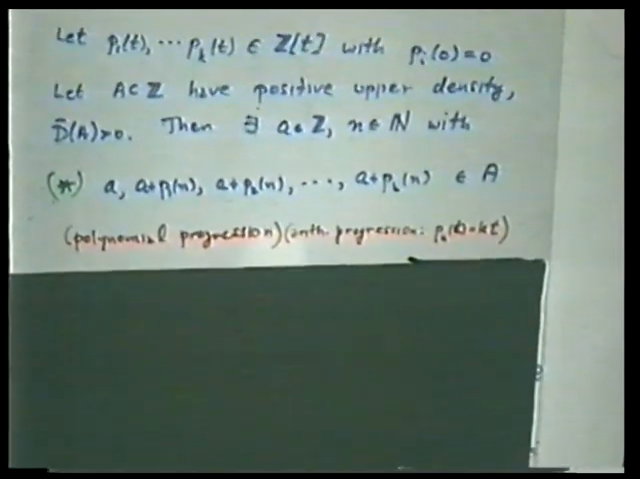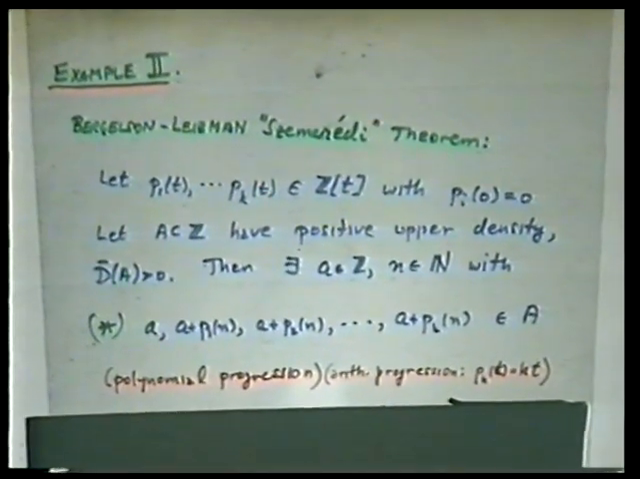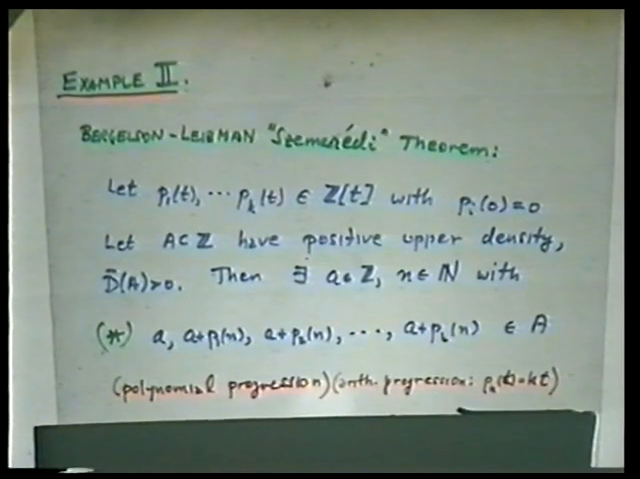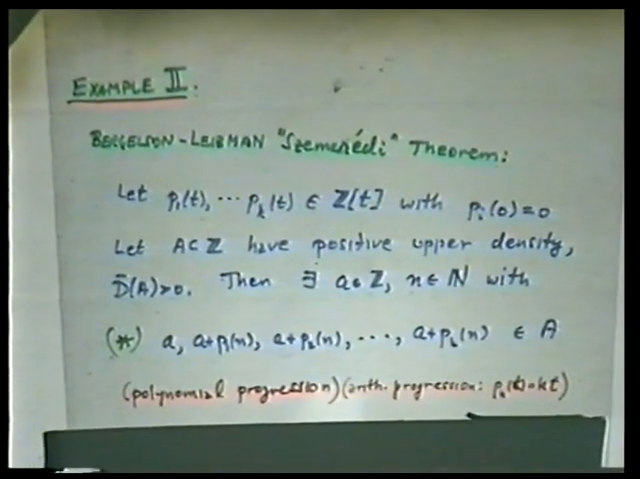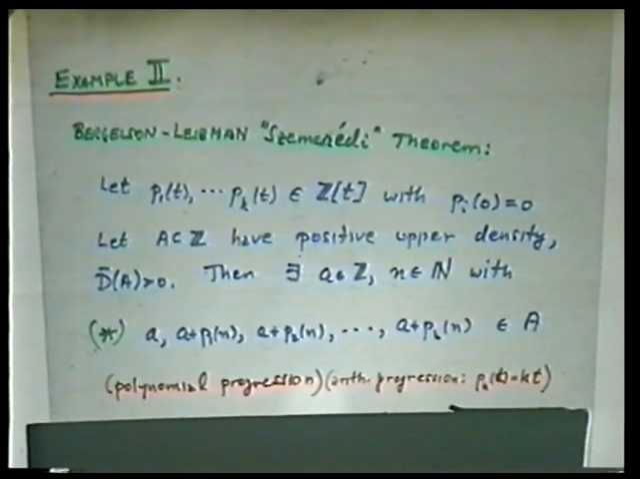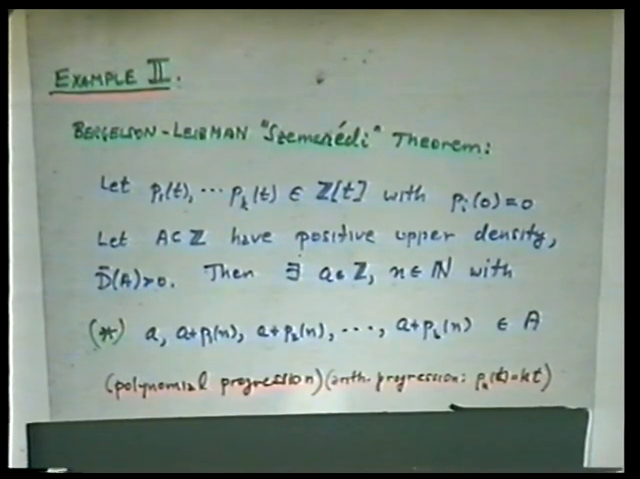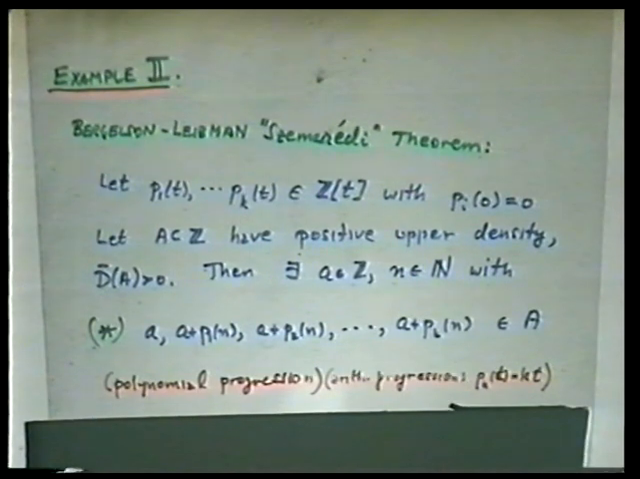And another example where this approach has worked is an extension, a polynomial extension, of the Szemerédi theorem on arithmetic progressions. Let me formulate that. This was proved by Bergelson and Sasha Leibman.